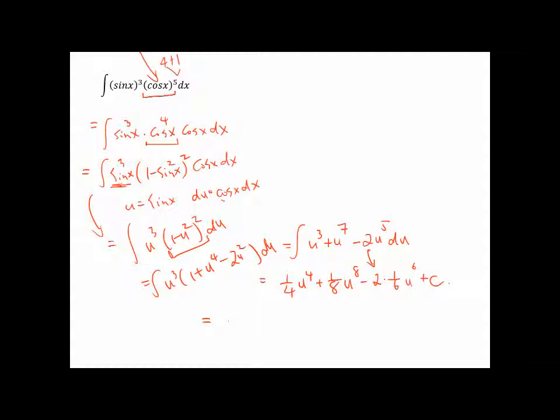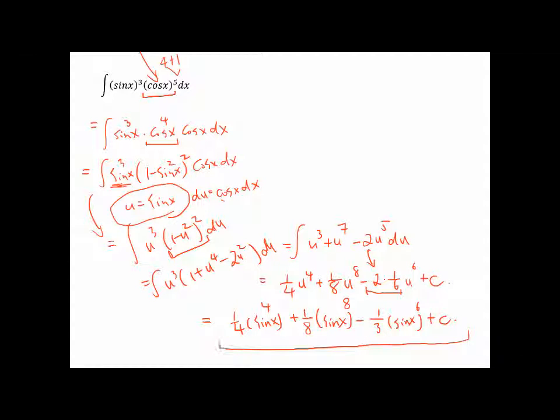The last step is plug in your substitution. u is sin x. 1/4 sin x to the fourth plus 1 over 8 sin x to the eighth minus, this I can compute, 1 over 3, right? sin x to the sixth plus c. This is my answer.